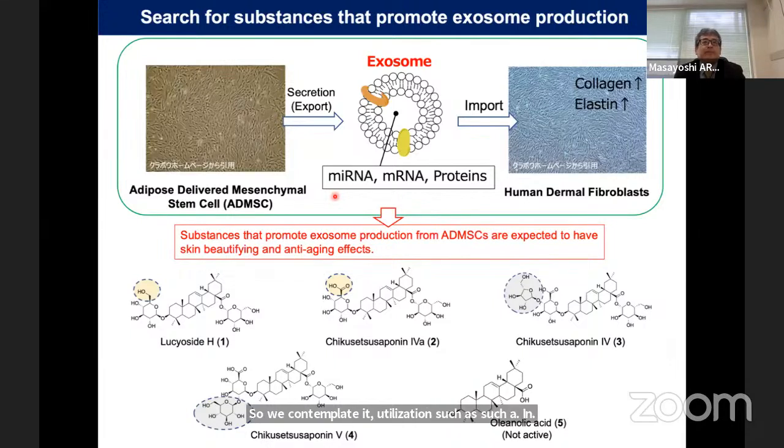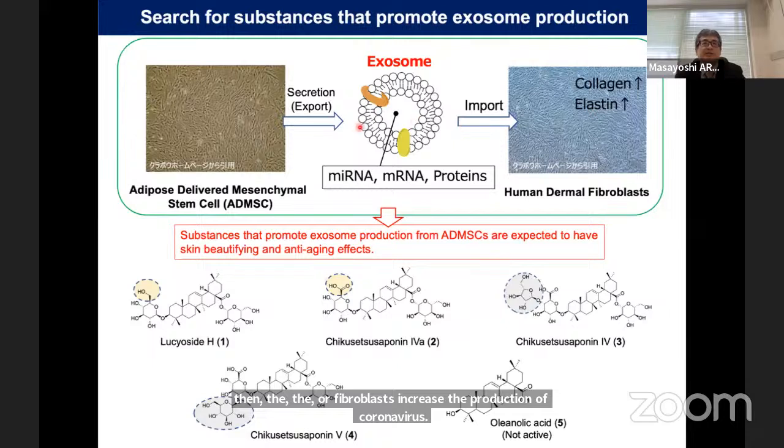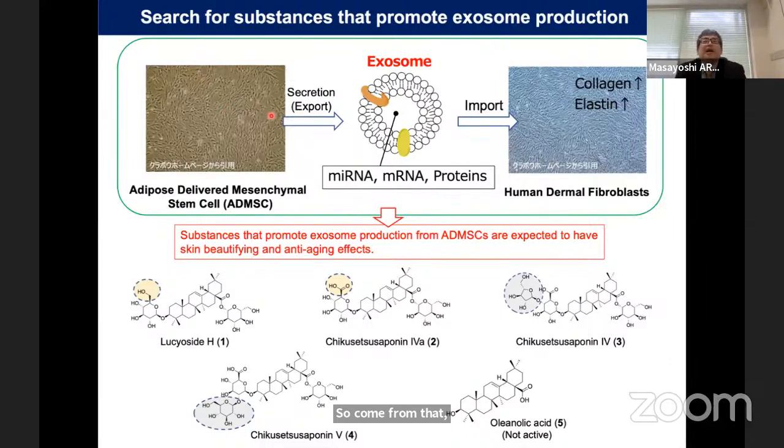Specifically, extracellular vesicles, exosomes produced from adipocyte-derived mesenchymal stem cells, which we can call ADMSC, are known to be taken up by dermal fibroblasts. And then the dermal fibroblasts increase the production of collagen and elastin. So compounds that enhance exosome production from ADMSC were considered as a cosmetic ingredient with anti-aging effect.